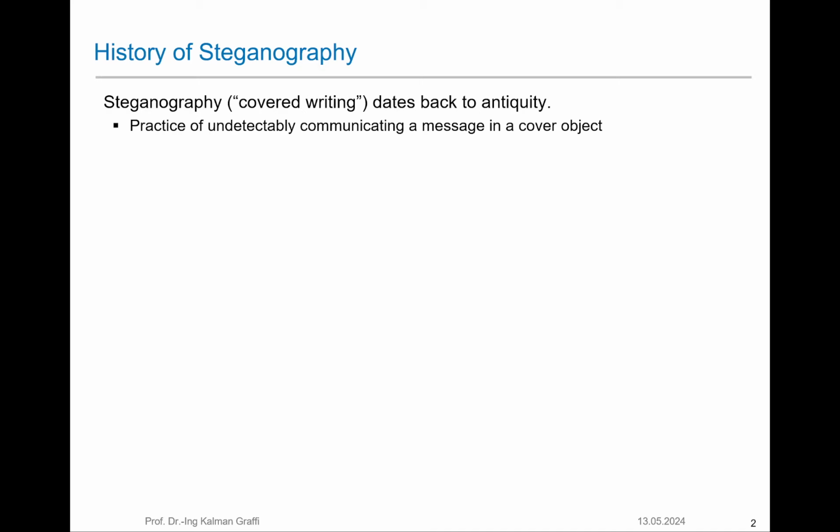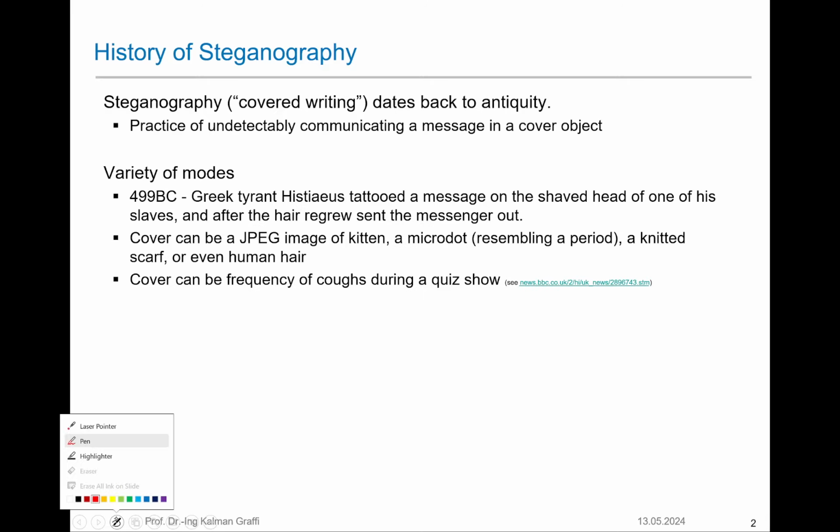So what is steganography? That's from Greek, covered writing. So basically hidden writing. It's very old, dates back 2,500 years or so, and it's the practice of undetectably communicating a message in a cover message object. So you need some kind of regular looking communication, a cover object. Could be a picture, could be regular communication, and you want to hide the message in that. And there's some historical references to this.